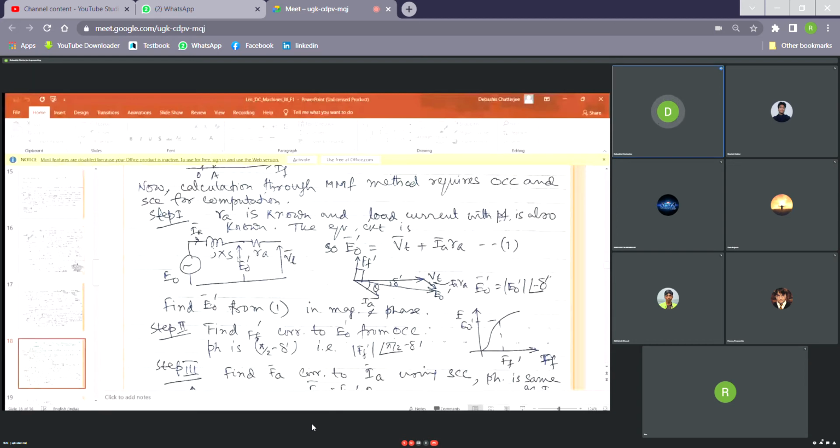Then if you draw the phasor diagram, this is VT plus IARA. On the right side there is a phasor diagram. The phase of E0 dash is lagging with respect to VT by delta dash, because we have assumed always lagging load here. Now corresponding to E0 dash there will be one FF dash from the OCC. On the right side you see there is an OCC drawn, and corresponding to E0 dash you can find out FF dash.